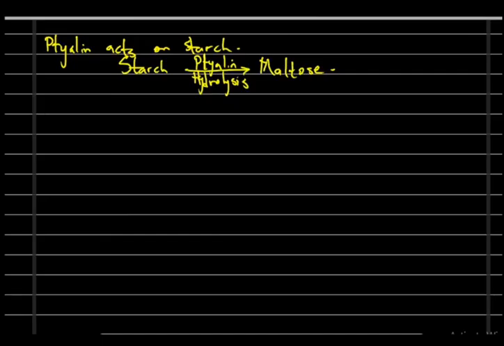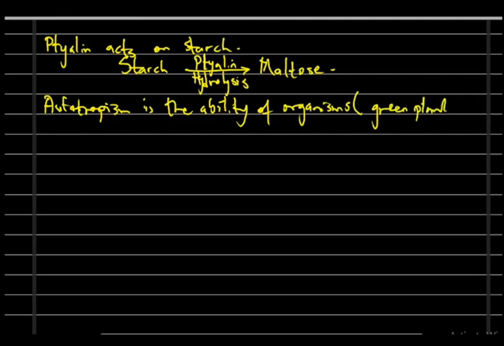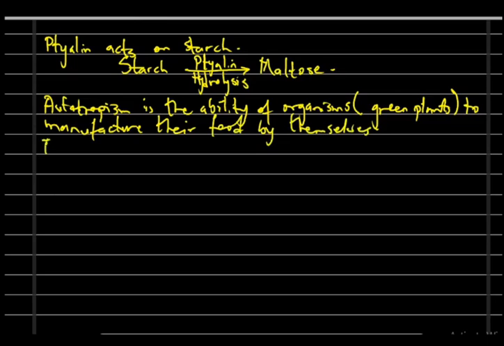Let me quickly write that here. Autotrophism is the ability of organisms, majorly the green plants, to manufacture their food by themselves. That is basically what autotrophism is. So I said we have two types. The first one is photosynthesis, which is actually the use of solar radiation or energy from the sun with nutrients in the soil and water by the plants to manufacture their food.